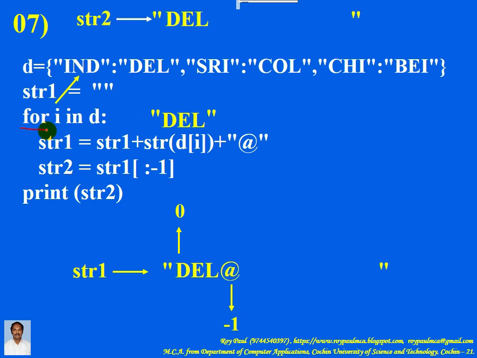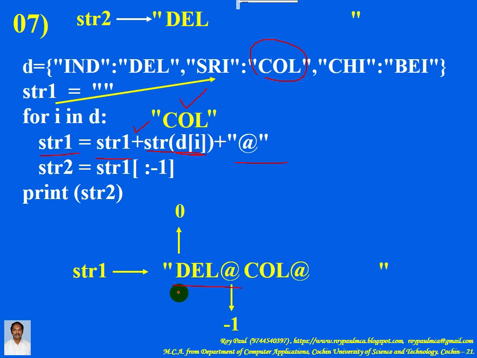Again, because of this for loop, statement repeats. The next key in dictionary D will appear in variable I. So the next key is SRI, Sri Lanka. Again, I is SRI. D of SRI will give you the corresponding value COL. So str of COL will give you string COL. So str1, that is DEL@, concatenated with COL@, that comes in str1. So now str1 becomes DEL@COL@.